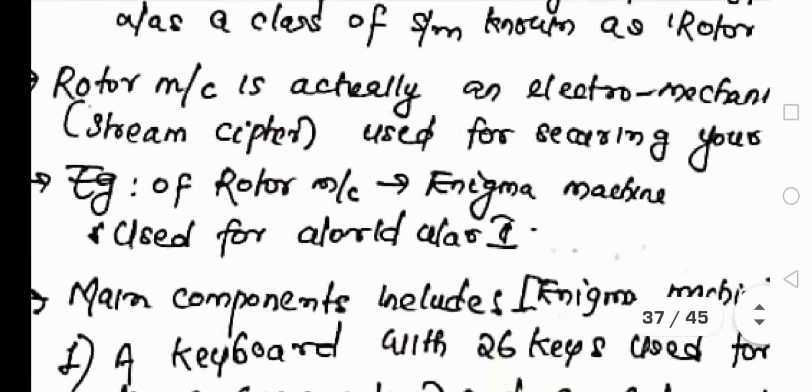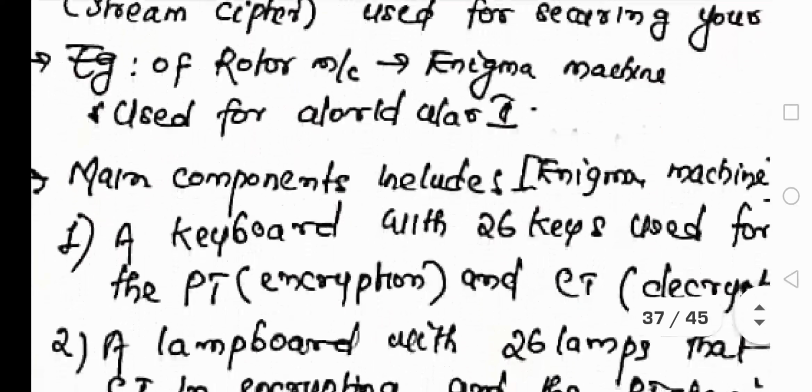One such machine which used the concept of rotor machine was the Enigma machine, which was famously used in World War II. It was used in order to secure the data being transmitted through the networks between the soldiers and all. Such Enigma machines, which used the concept of rotor machine, were widely used when World War II occurred. And what were the basic components or basic units present in this Enigma machine in order to make your data secure?